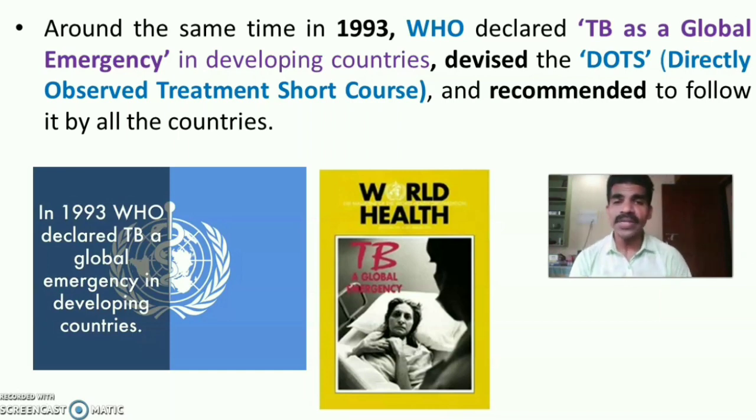In addition to that, in 1993, WHO declared TB a global emergency, especially in developing countries. Along with this declaration, WHO devised DOTS, directly observed treatment short course. DOTS was recommended for all developing and other countries to tackle and control TB. So in 1993, WHO declared TB a global emergency, especially in the developing countries.